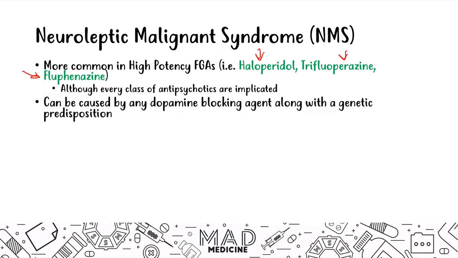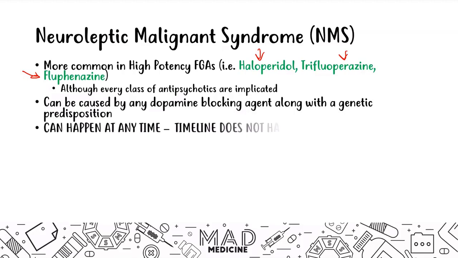along with a genetic predisposition. One thing to remember is that NMS, neuroleptic malignant syndrome, can happen at any time, and you don't need to watch out for a timeline. Usually with the EPS, the extrapyramidal symptoms, you're going to have a timeline that corresponds to the symptoms that are happening. In NMS, in neuroleptic malignant syndrome, there's no timeline.